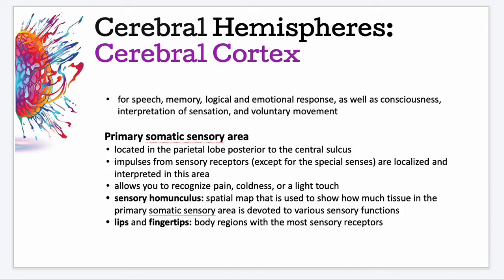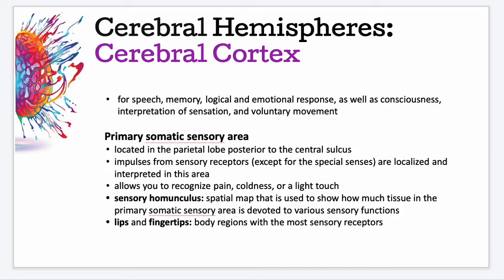So, the primary somatic sensory area is located in the parietal lobe posterior to your central sulcus. So, we have what we call a sensory homunculus. This is a spatial map that is used to show how much tissue in the primary somatic area is devoted to various sensory functions. So you can Google that one. That's what we call a sensory homunculus. It will show there that your lips and fingertips are the body regions with the most sensory receptors.